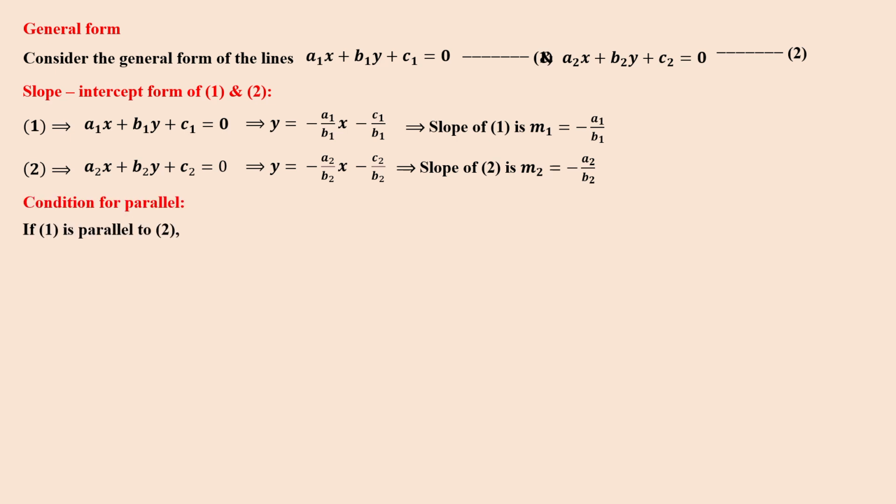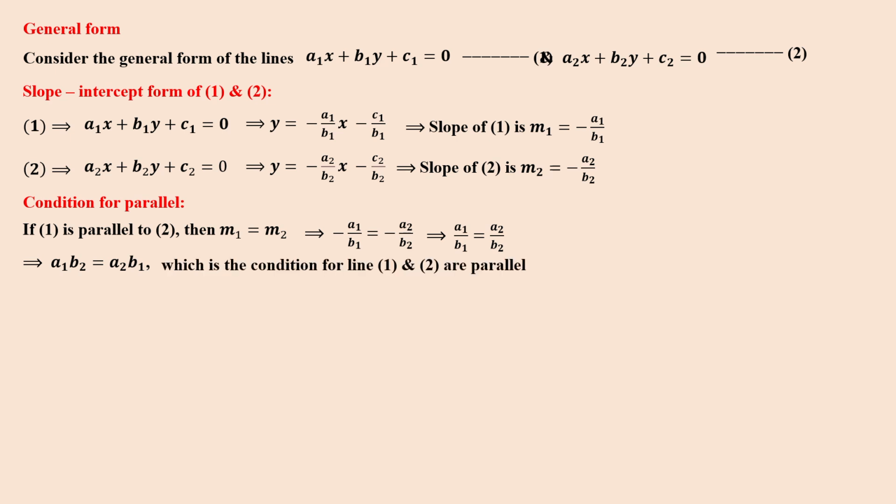Condition for parallel. So if 1 is parallel to 2, m1 equal to m2. Therefore minus a1 by b1 equal to minus a2 by b2. That is a1 by b1 equal to a2 by b2. Therefore a1 b2 is equal to a2 b1, which is the required condition.